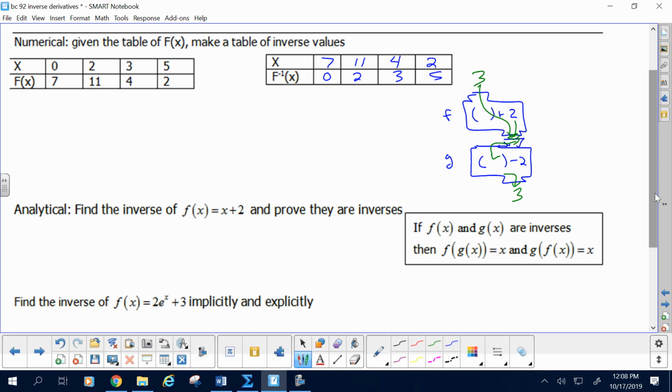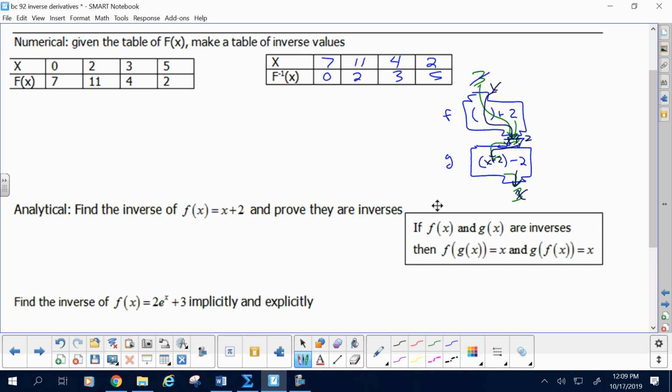Generally speaking, if you put in any old x, what would come out? x plus 2. But if that's put into g, then x plus 2 minus 2 is right back to x. Inverses are functions that undo each other's results.